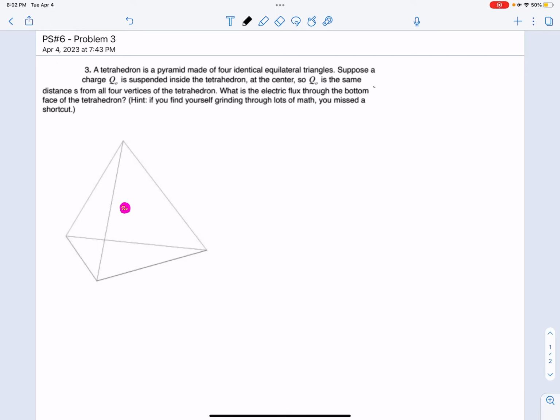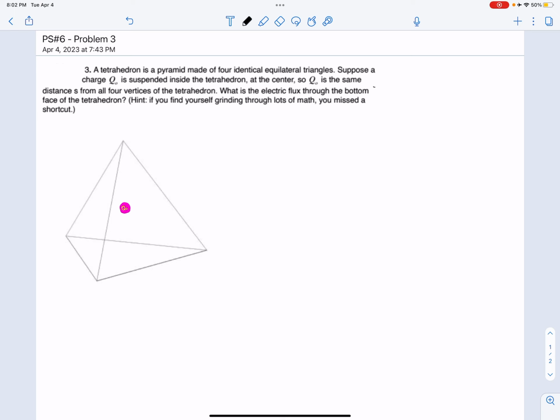This is problem set number 6, problem 3. A tetrahedron is a pyramid made of 4 identical equilateral triangles. Suppose a charge Q naught is suspended inside the tetrahedron at the center. So Q naught is the same distance S from all 4 vertices of the tetrahedron. What is the electric flux through the bottom face of the tetrahedron? Hint: if you find yourself grinding through lots of math, you've missed a shortcut.